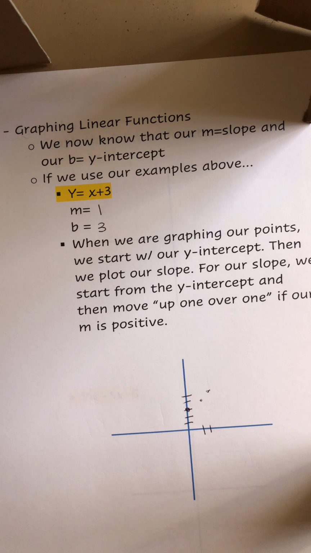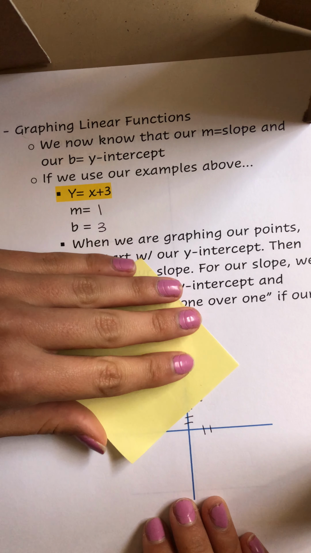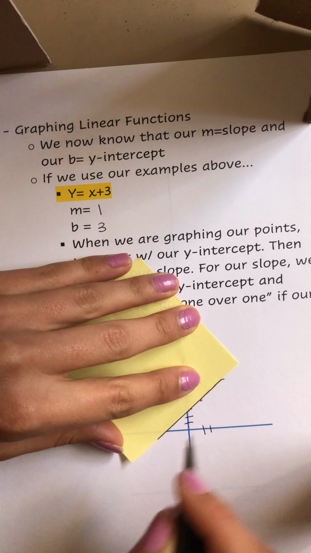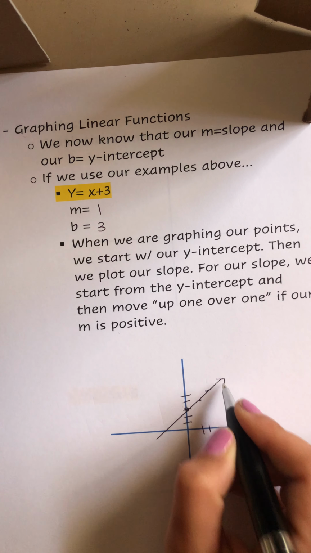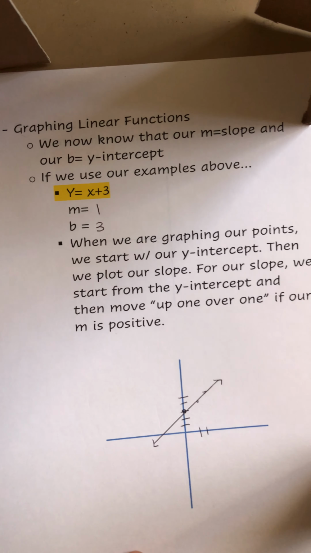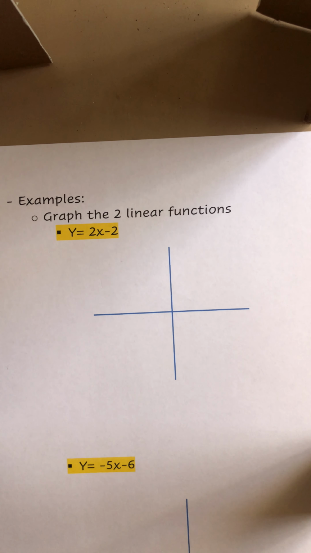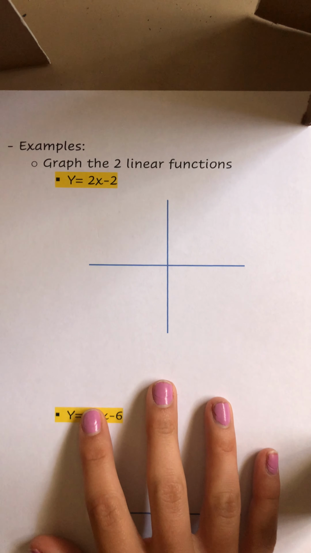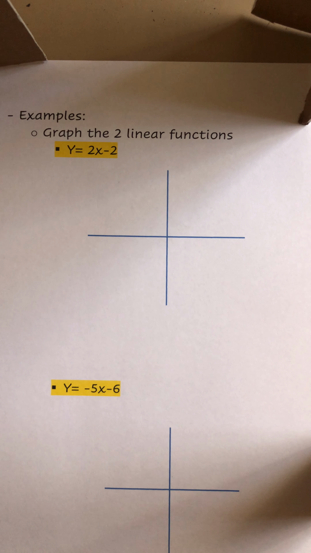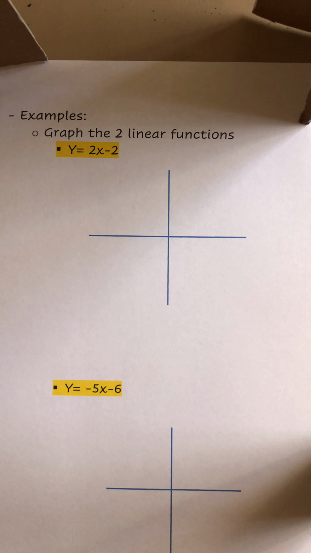Now I'm just going to use a sticky note to give me that straight line. And our graph will look something like that. So, on these next examples, I'm going to pause it here so you guys could try them out yourselves.